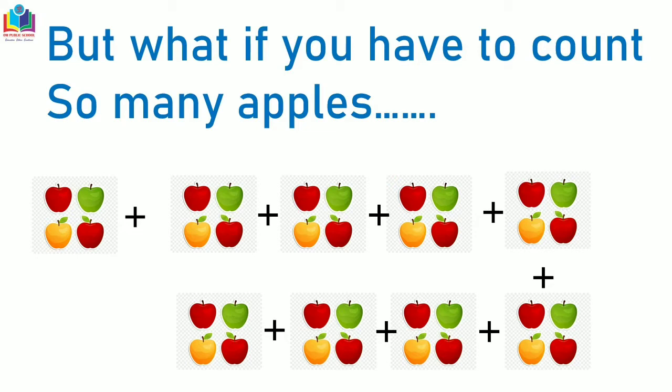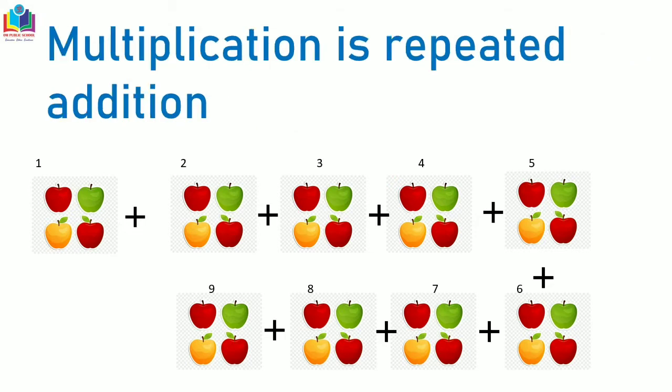How to count these? Now let's see. We have 4 apples in each basket. Can we count how many baskets do we have? 1, 2, 3, 4, 5, 6, 7, 8, 9. That means we are adding 4 apples repeatedly 9 times.